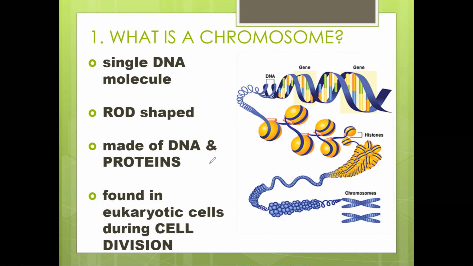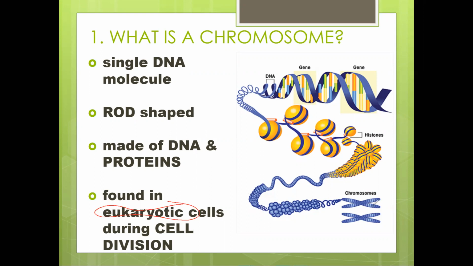So chromosomes are made of DNA, as I already stated, but also proteins. That's what those histones are. They are protein. And all of that together is found in eukaryotic cells. Now, if you've never heard the term eukaryotic before, we are made of eukaryotic cells. Eukaryotic cells are cells that are found in really complex organisms. So any plants are made of eukaryotic cells. Any animals are made of eukaryotic cells.